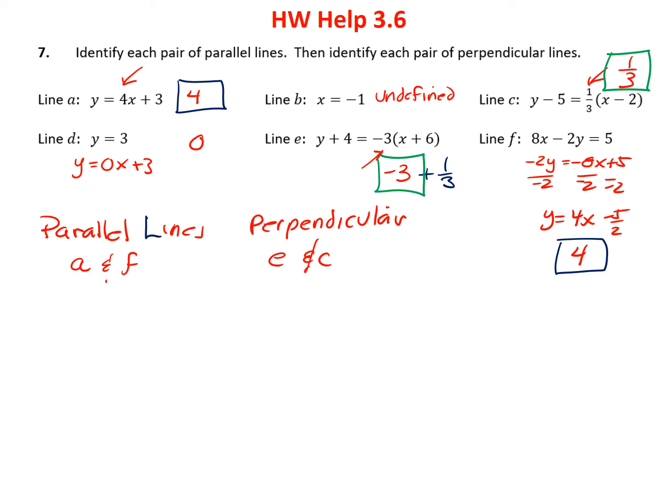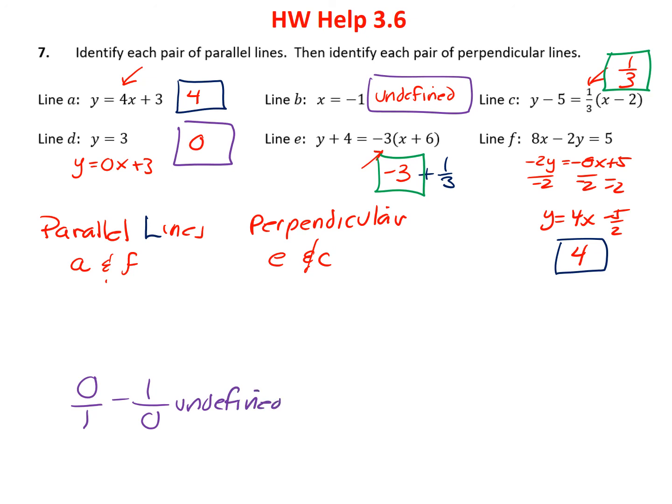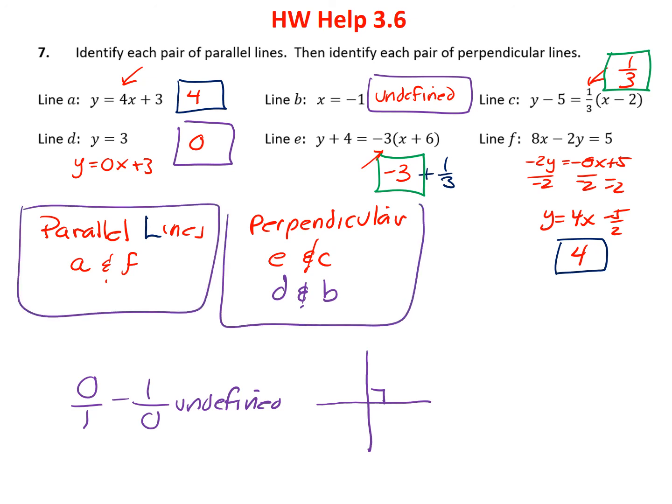But let's look at our other two lines. These are interesting here. 0 and undefined. Notice that if the slope of one line is 0, the opposite reciprocal would be minus 1 over 0, since 0 is 0 over 1. But 1 over 0 is undefined. So we have to say that these two lines are perpendicular. So D and B are, because in D you have a horizontal line, and in B you have a vertical line. And so those are perpendicular. So there's our two answers, parallel and perpendicular.